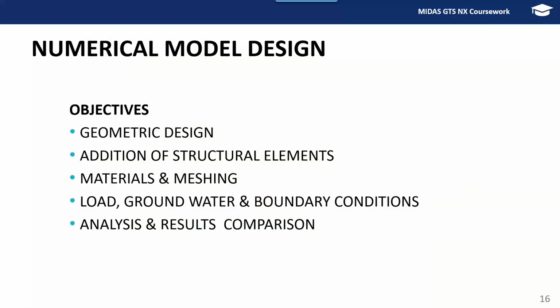So now we'll come to the numerical model design. Our objectives are fairly simple. We start with the geometric design. We'll add the structural elements. Then we'll have the material and meshing properties. We will have the loading, the groundwater, and the boundary conditions. And finally, in the end, we will have the analysis results, and we will try to compare the results if there are different cases. But for this method, there is only one case, so there won't be any comparison.